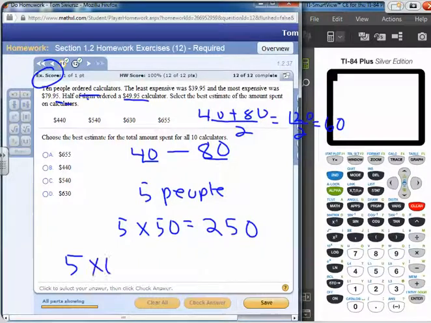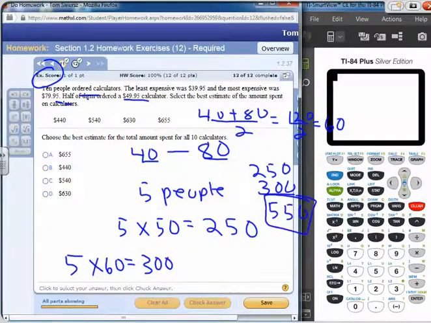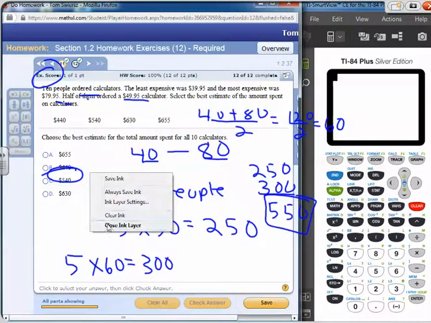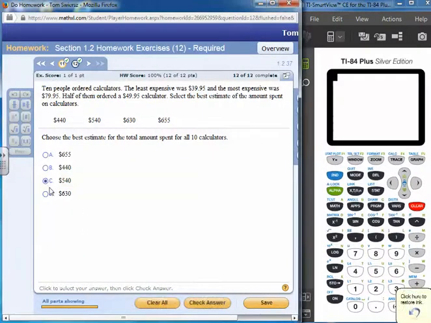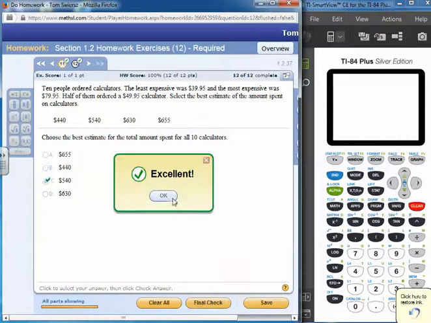So 5 times 60 is $300. So now the first 5 spent $250. The next 5 we estimate spent $300. So that would be an estimate of $550. So you can see the only one that is near $550 would be $540. So that must definitely be the correct estimate, okay? So we'll go ahead and choose that option, $540, and we get our answer, which is correct.